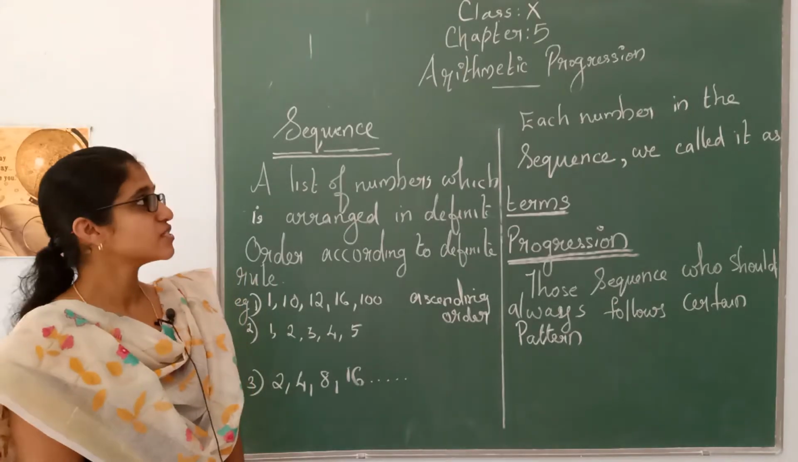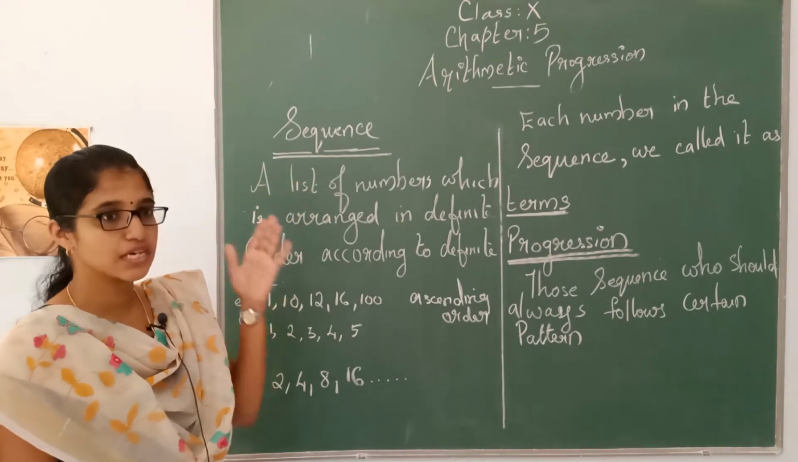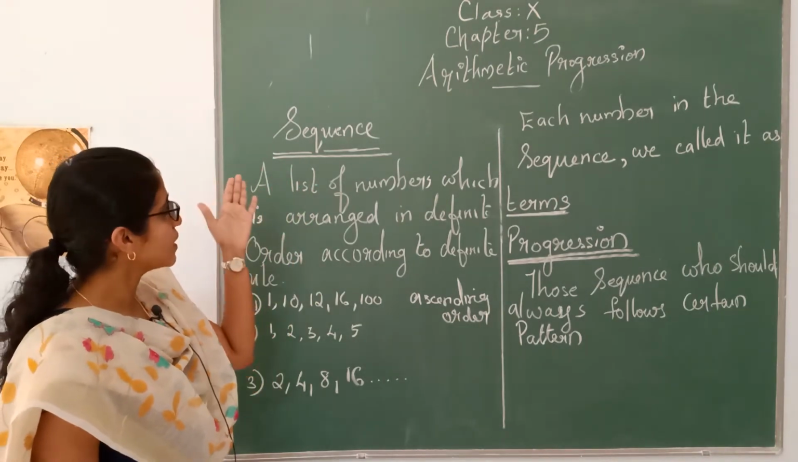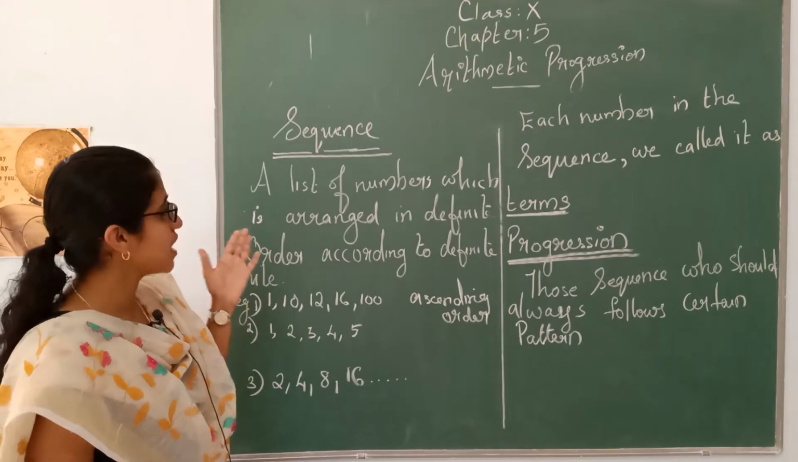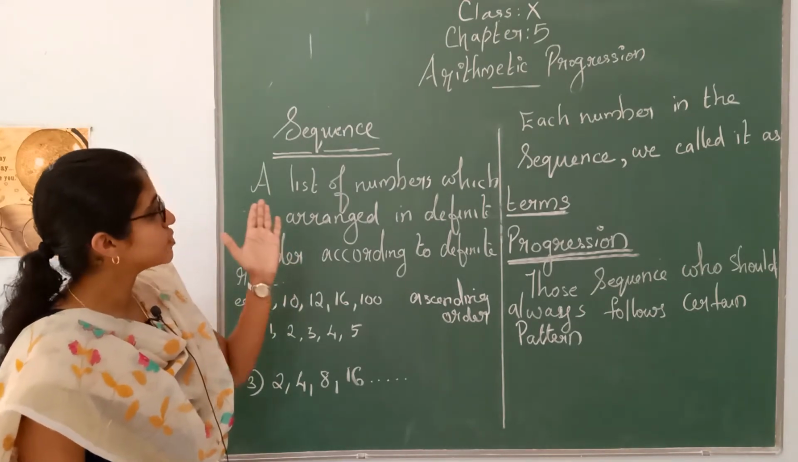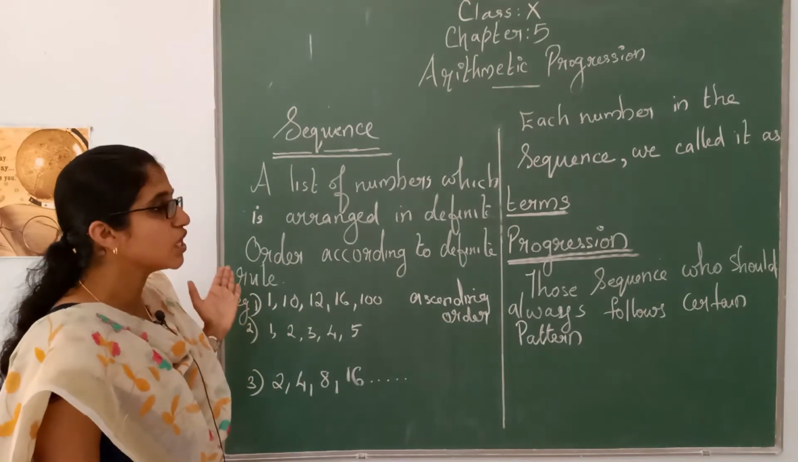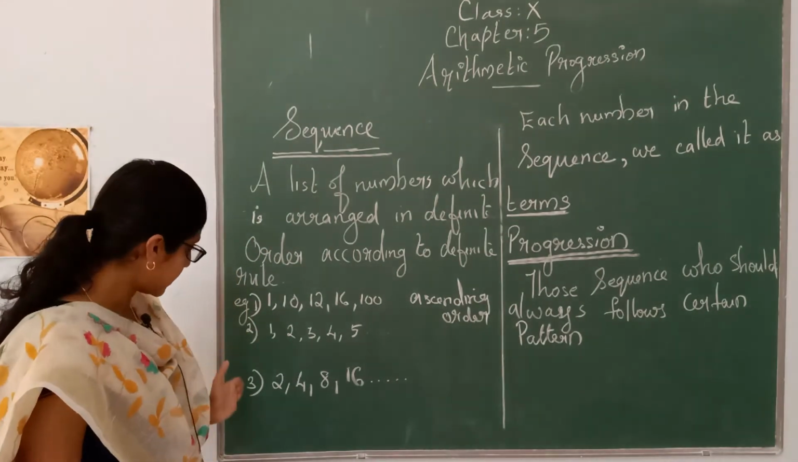Good morning children. Today we are going to take a new chapter, arithmetic progression. First of all, you should learn about what a sequence is. A sequence means a list of numbers which is arranged in definite order according to a definite rule. So here are certain examples.